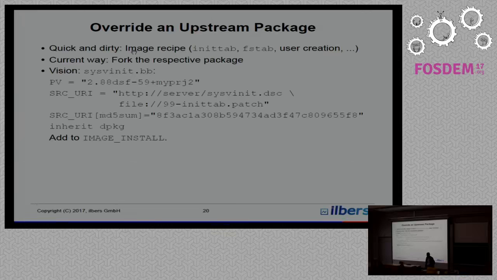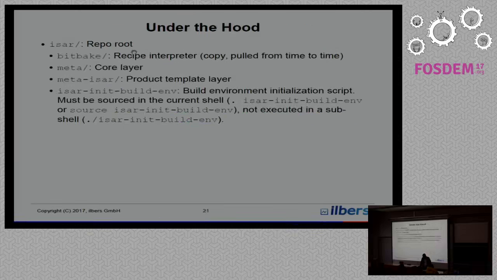The right way that we follow is to fork the respective package, but of course this means that as soon as you have a one-line difference in inittab, you have to fork the whole sysvinit. So our vision is to have a recipe that can override the default package with some patches, and then it will create the source package and the binary package for that. But this is not implemented yet. So this is for reference.